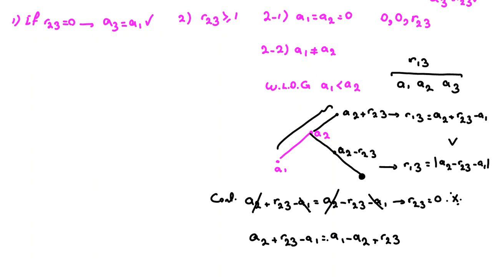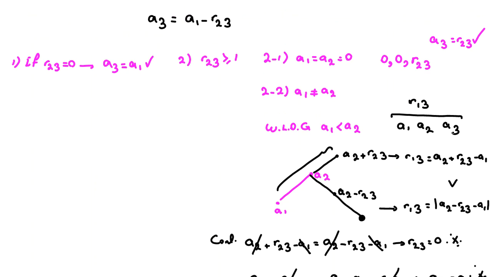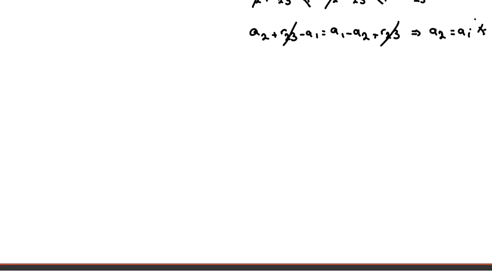In the other case, you can say R23 we can cancel, and 2A2 equals 2A1, so A2 equals A1. Again, contradiction because we said A1 is not A2. So always we will see when you place A3, we have two options, A2 plus R23 or A2 minus R23, and always one of them is good in this case. Okay. Now we can generalize this idea.